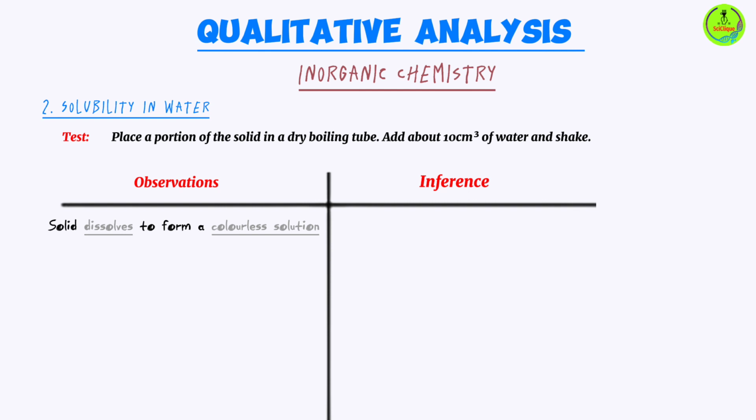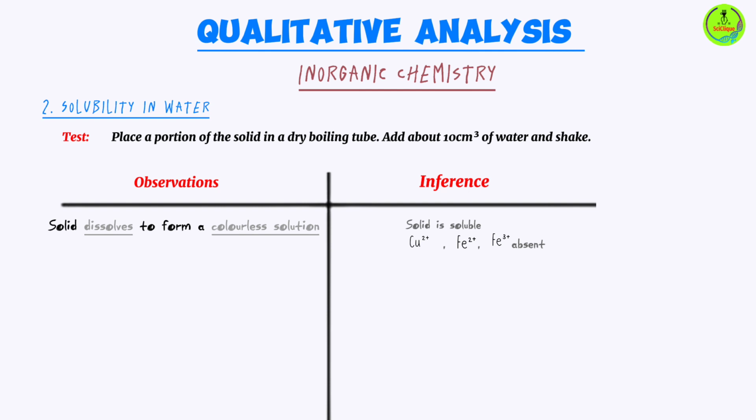So in this case, we have two inferences. Inference number one is tied to the solubility of the salt. So since the solid dissolved, that means that this is a soluble salt. Inference number two is tied to the colorless solution that is formed. Since the solution is colorless, that means that there are no colored ions.